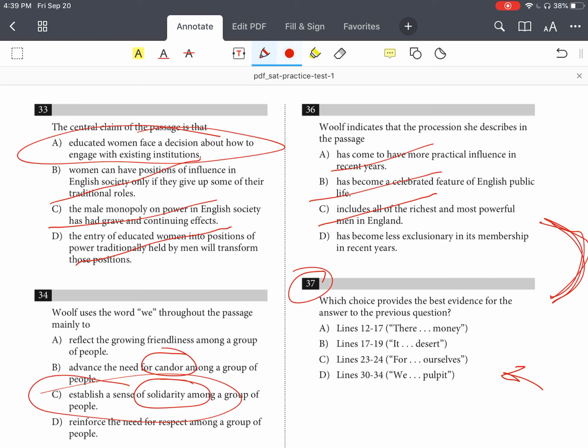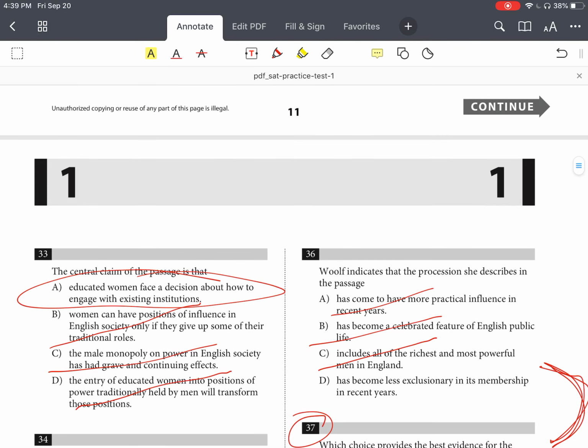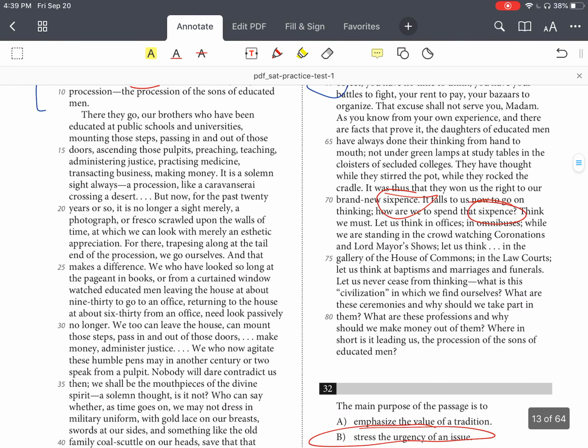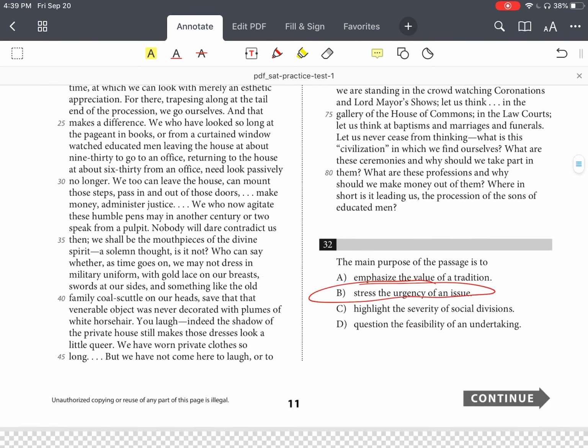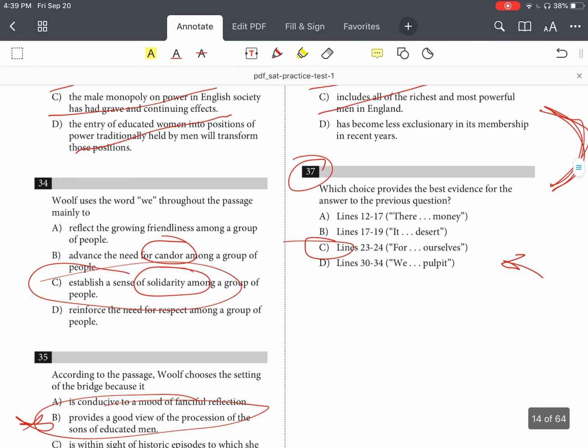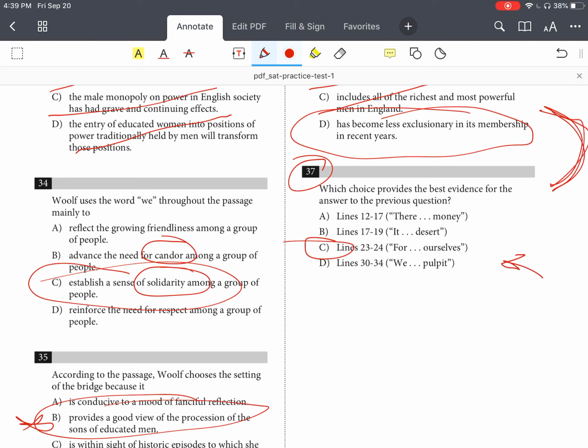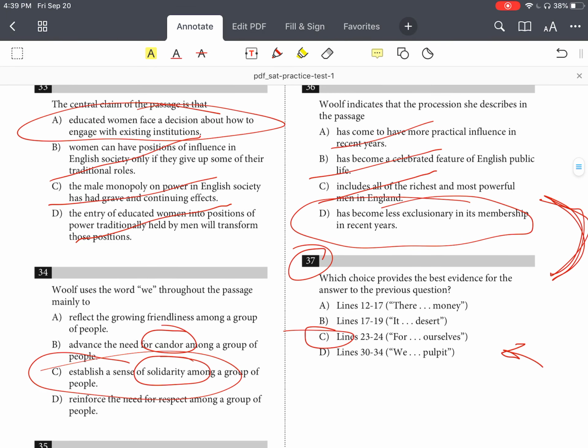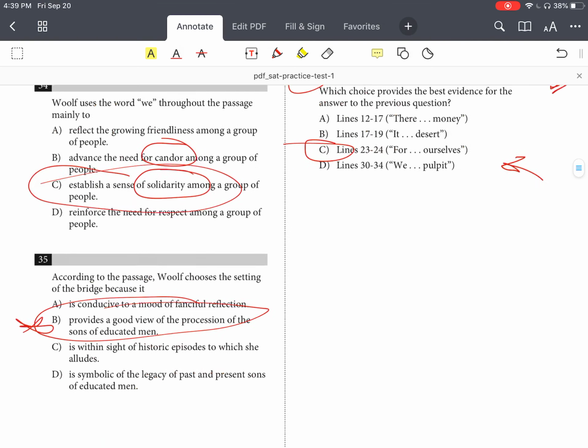Now, it turns out that the answer for 37 is C. I'm going to take you back to line 23. Woolf says, "For there, traipsing along at the tail end of the procession, we go ourselves." When she says that, she means women, and so therefore this procession has become less exclusionary. It includes more than the sons of educated men.